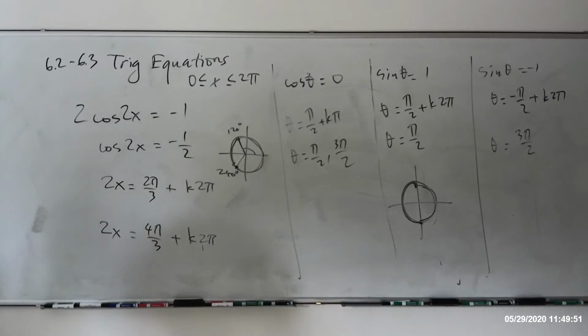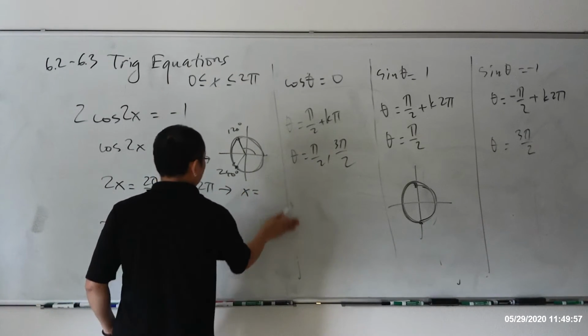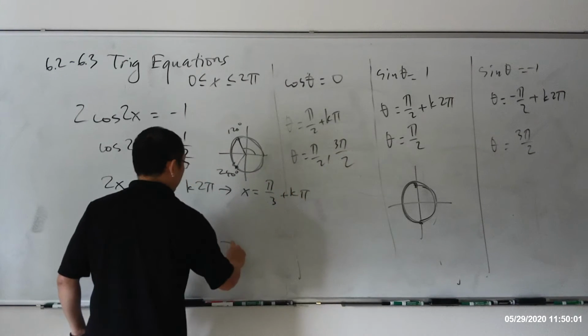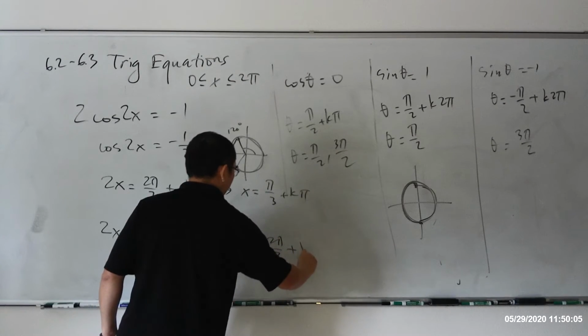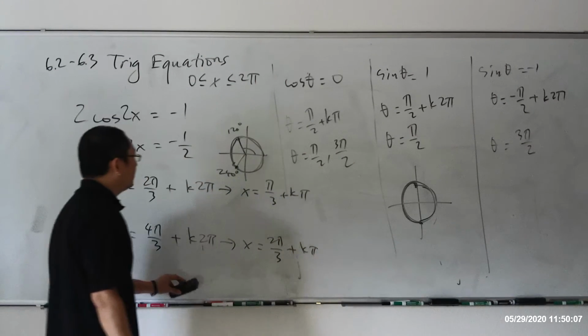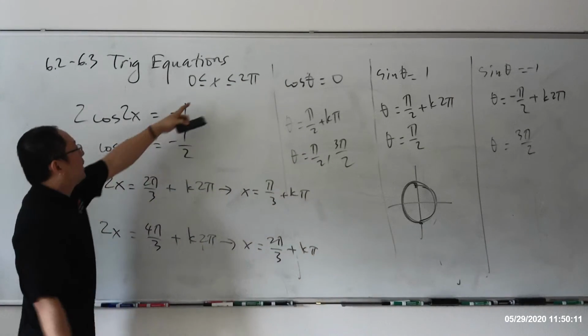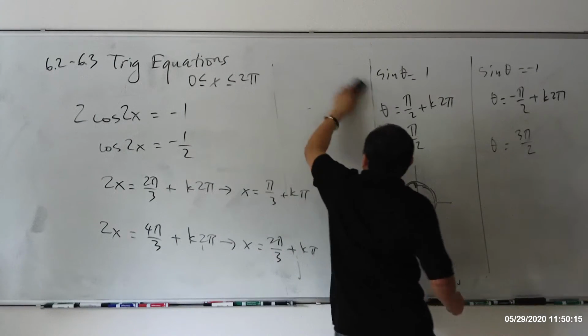And what do you do to solve for x? You divide both sides by 2. This one, you have x is pi over 3 plus k pi. This one gives you x equal to 2 pi over 3 plus k pi. Okay? Now, you make sure that x is between 0 and 2 pi, so you have to check. Okay, and this is how.